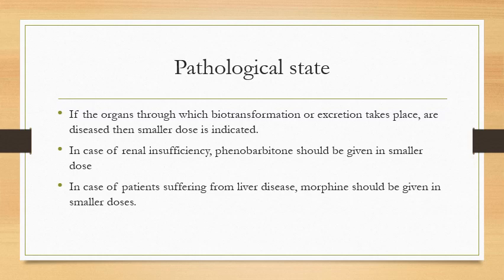Pathological state. If the organs through which biotransformation and excretion take place are diseased, then a smaller dose is indicated. Like in case of renal insufficiency, phenobarbital should be given in smaller dose. And in case of patients suffering from liver disease, morphine should be given in smaller dose. But in certain diseases, dose of the drug may be increased depending upon the severity of disease. So you need to see whether it's the severity of the disease or the pathological condition or the state of the organ, right? And then you need to adjust the dose.